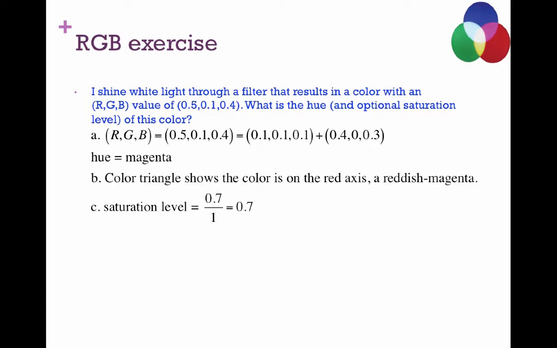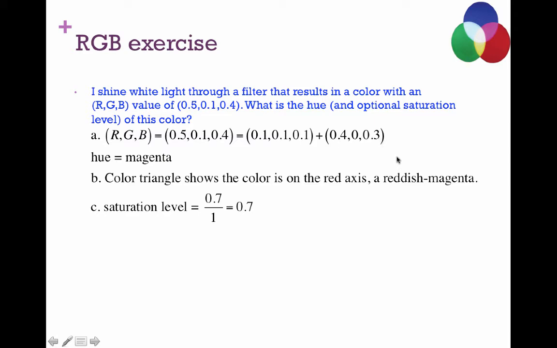So the RGB that we're given is 0.5, 0.1, and 0.4. If we take out the smallest component, we have 0.1, 0.1, 0.1 plus what's left, which is 0.4, 0, and 0.3. The two colors that are still present are 0.4 and 0.3, and we call that a magenta hue. In other words, it's red and blue.